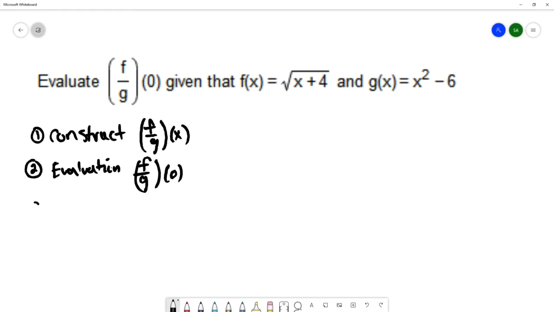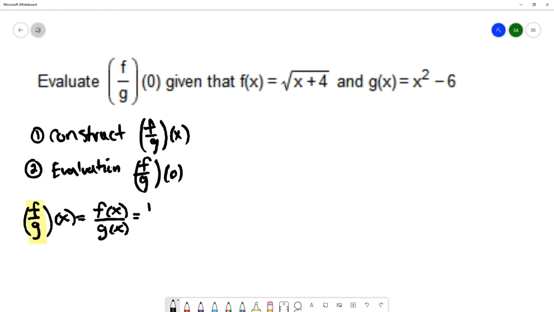So if I want to construct f over g of x, I'm going to take the function f and divide it by the function g. And so I'm basically using the name of the function as instructions on how to construct it. The name of the function is f over g, or f divided by g, and so to construct that function, I'll take the function f and divide it by the function g.